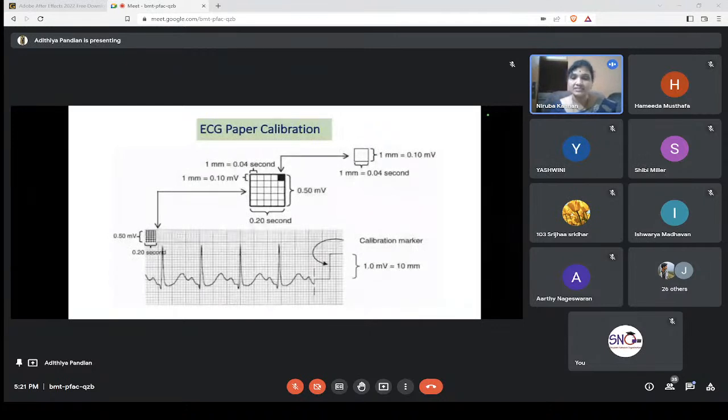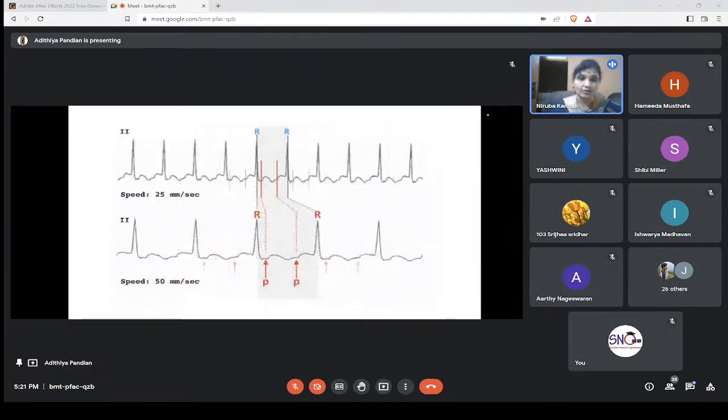Only when you know this, you will know whether it is correct or not. In this diagram, you can see if the paper speed you have not fixed to 25 but fixed to 50 millimeters per second, see the distance between the R waves. Then we can think this to be a heart block where they have missed something, or any prolongation of the RR interval. We may mistake it for that, but only when the paper is set at 25 millimeters per second will all the durations we are going to see in the upcoming slides be correct.